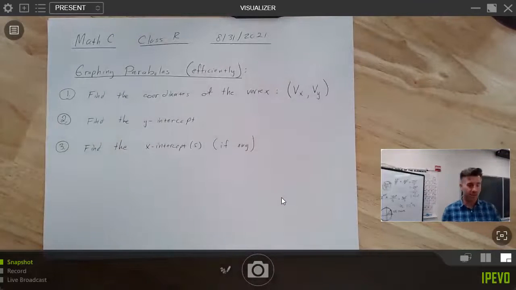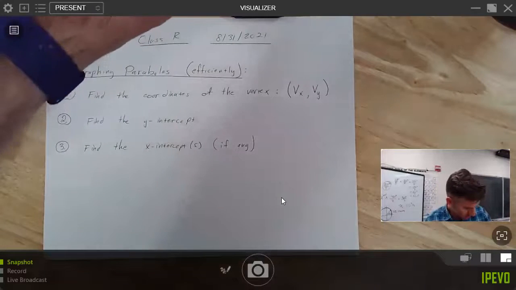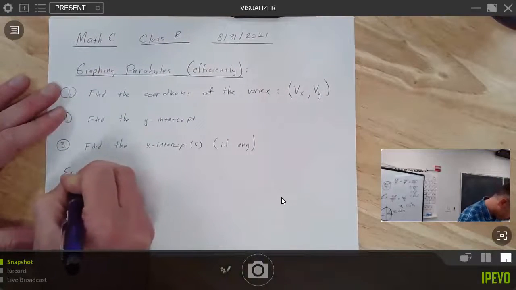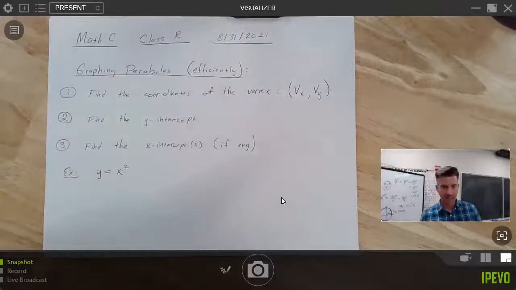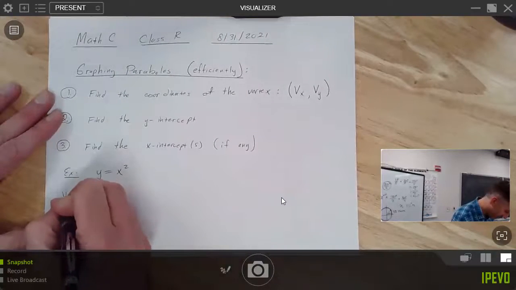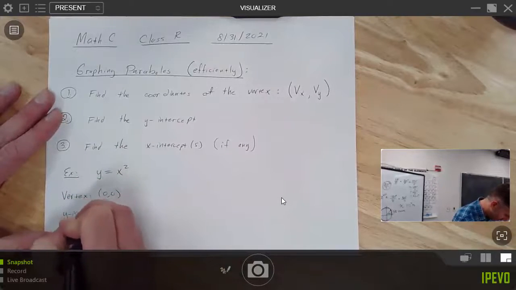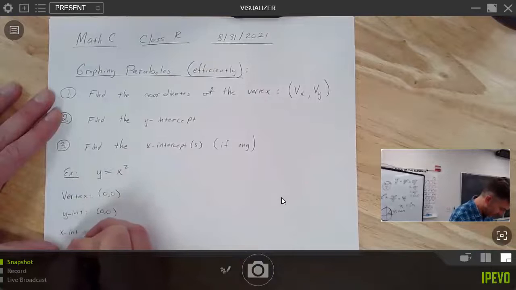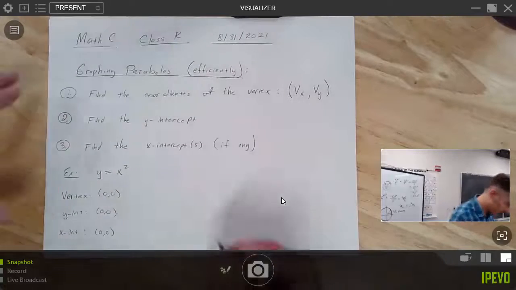So let's look at kind of the number one example of a parabola, what I like to call everyone's favorite parabola, y equal to x squared. It's the one that's the easiest to draw. And all the things are kind of the same, meaning literally the vertex is the point 0, 0. The y-intercept is the point 0, 0. And the x-intercept, there's only one of them, and it's the point 0, 0. All the things are the origin here. And it's pretty easy to graph.